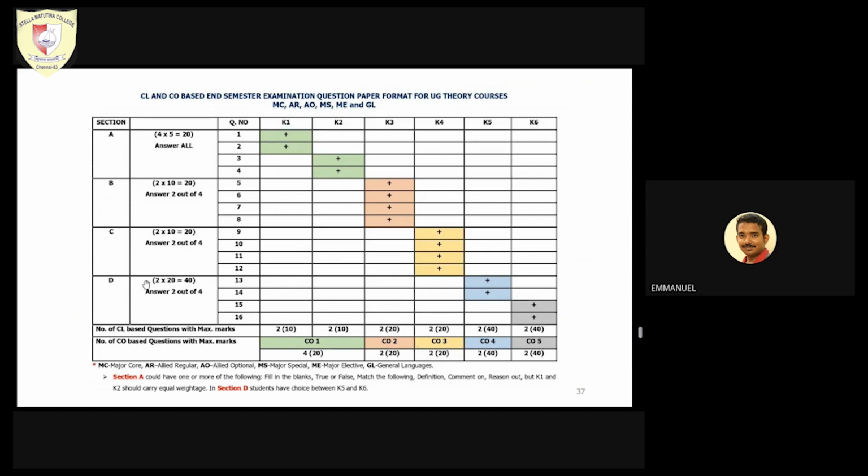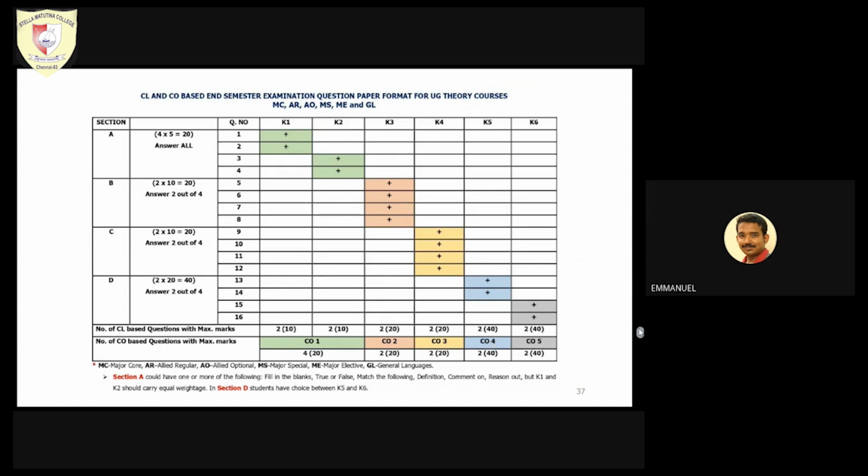Last but not the least, section D, which we usually call big questions or detailed account questions. This comprises four questions as choices. Out of four, students need to choose two questions, each carrying 20 marks. We are giving a choice of two questions under K5 level and two questions from K6 level, and students have the choice to choose any among these four, either in K5 or K6.